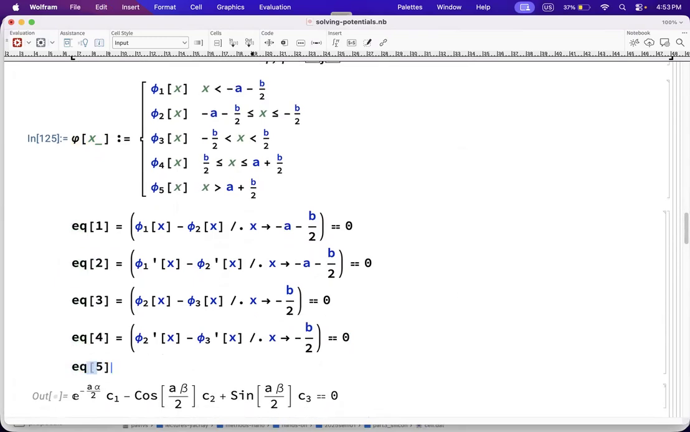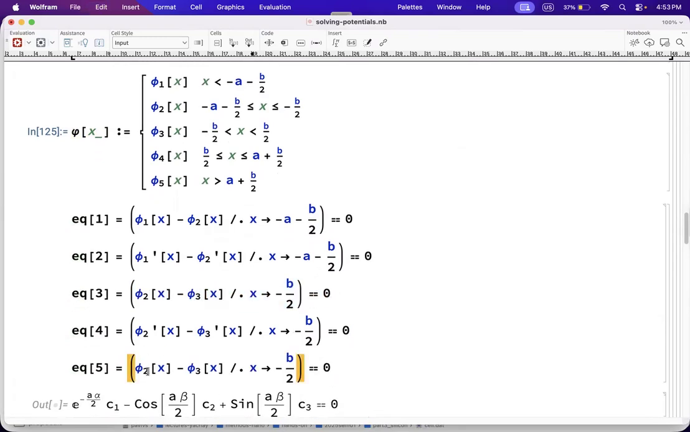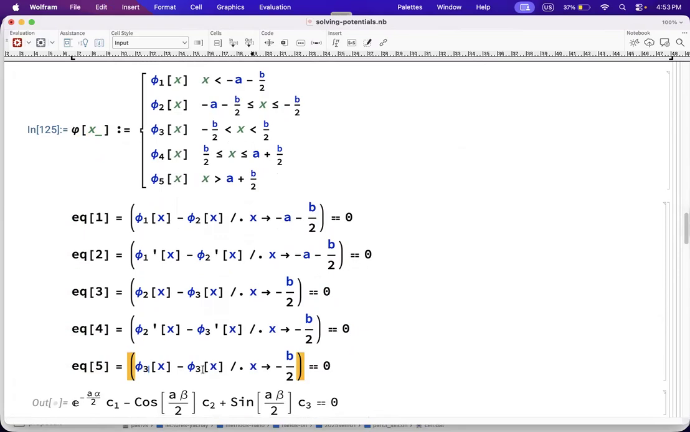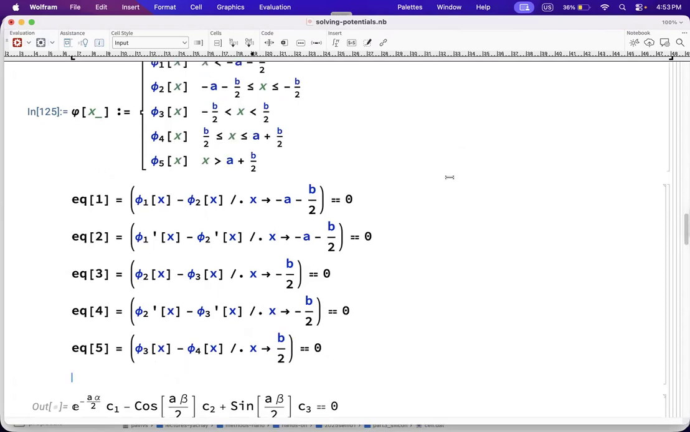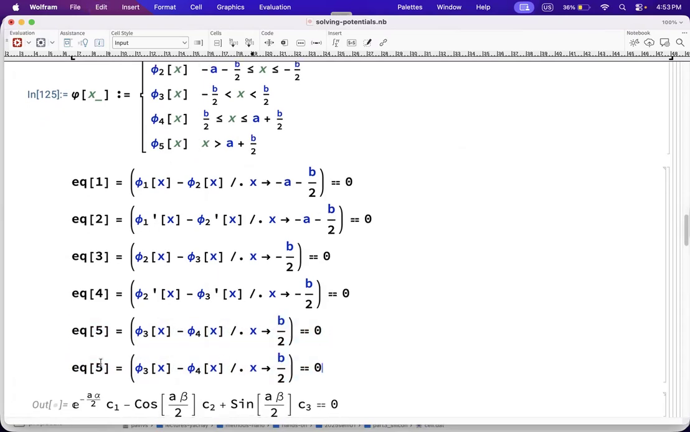Equation 5, sorry. I'm going to copy this, please. Paste it here, and I have 3 here. Set 2, 3, and 4, please, here. 4. And x is not minus b, it is b over 2. See, b over 2. And equation 6 will be exactly the same, but with the primes, please. Equation 6 will be phi sub 3 prime, phi sub 4 prime.